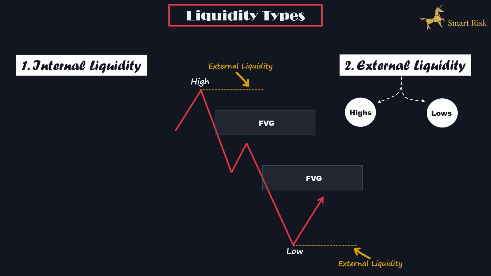On the other hand, the fair value gaps found within the range of the high and low are considered our internal liquidity. It's important to note that when zooming in on a lower time frame, you'll encounter numerous internal highs and lows, along with various market structures. However, upon shifting to a higher time frame, all of these elements would be perceived as fair value gaps.